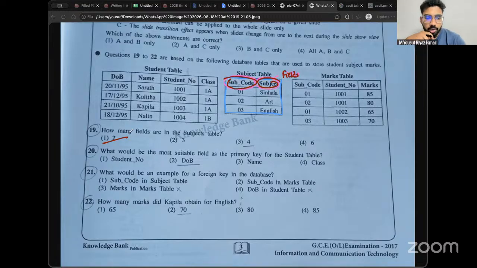What would be the most suitable field as a primary key for the student table? A primary key is basically the unique field of a table that we can use to identify records. One of the conditions a primary key should have is that it has to contain only unique values.